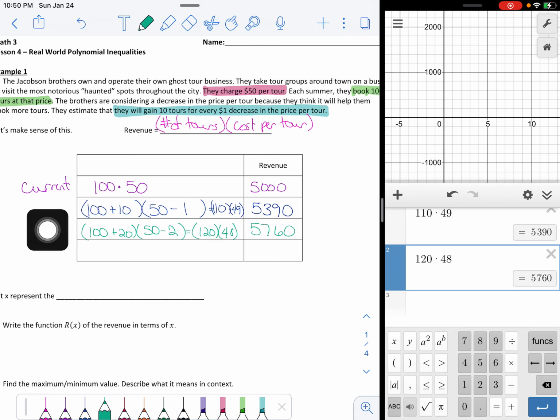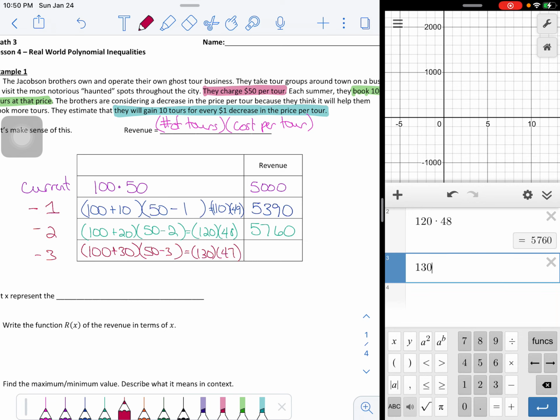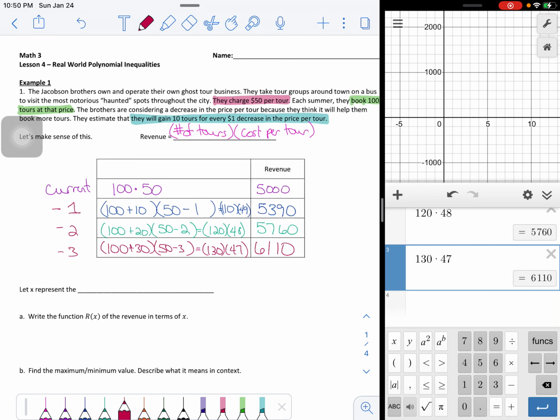All right, so if we did this one more time, let's say we do, so this would be, hold on, this was minus $1, minus $2. Let's go minus 3. Just keep going in the same order. So there's 100. So 50 minus 3, well, if we subtract $3, we're going to be gaining 30 tours. So that's going to be 130 times 47. So 130 times 47. So now their profits have gone up to 6,110. So that's pretty significant. Okay.